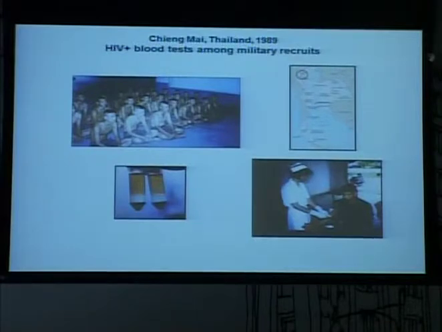Within 2 years, 15% of all the young men in northern Thailand were infected. It was just explosive. We watched that and we said to ourselves, my God, the country is going to be completely decimated, so is all of Southeast Asia, in a matter of a few years. Fortunately, it slowed down, and fortunately, Thailand did an absolutely terrific job of containing the epidemic.